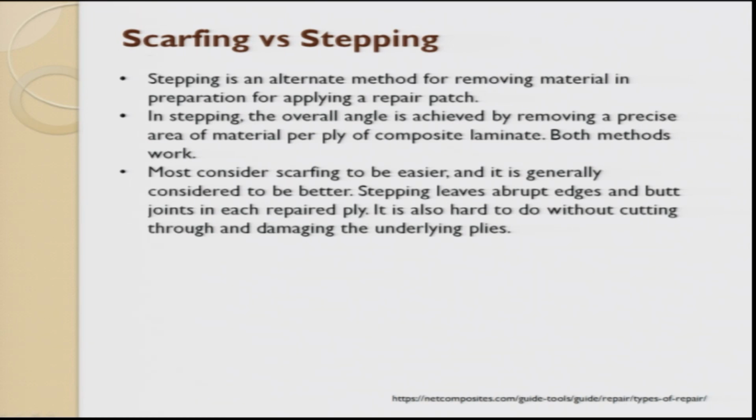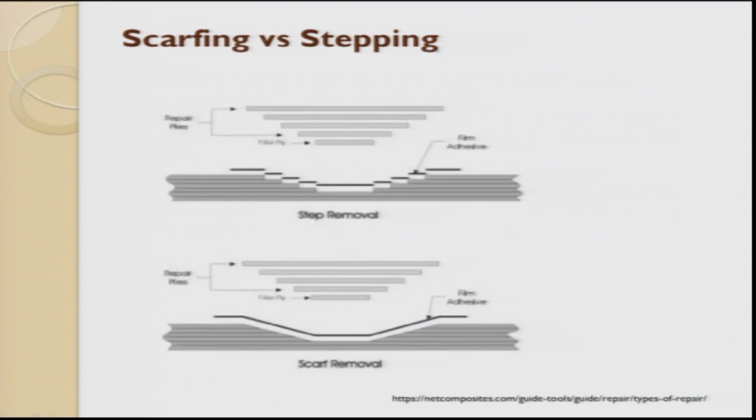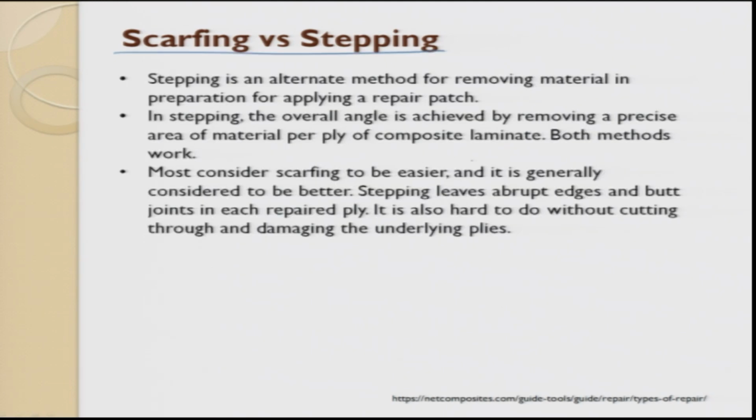So scarfing versus stepping. Stepping is an alternative method. So in stepping what we do is we make it into steps, and in scarfing we make it as a tapered angle. So that's the difference. Stepping is an alternative method of removing material in preparing for applying a repair patch. In stepping, the overall angle is achieved by removing a precise area of each ply of the composite laminate. Both methods, scarfing and stepping, work very well.